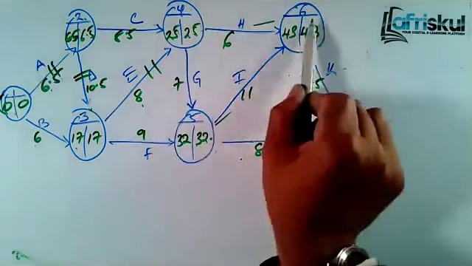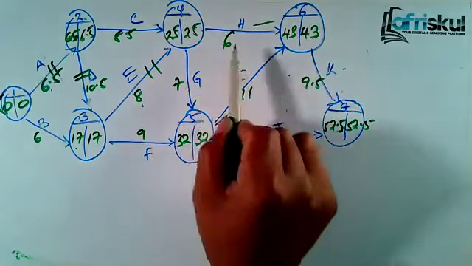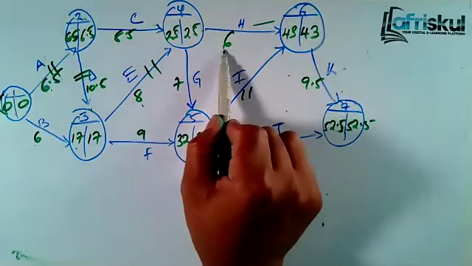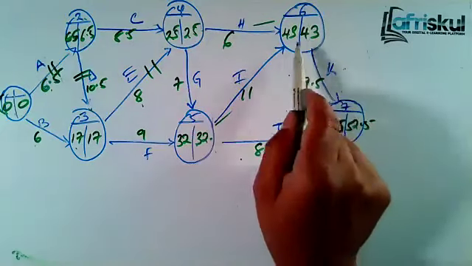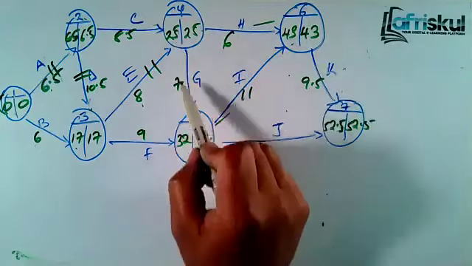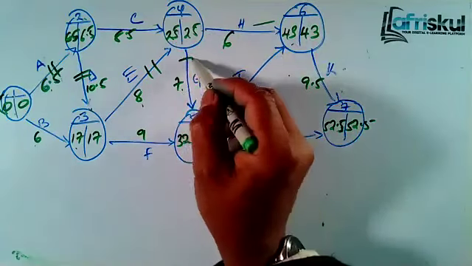Now, from 4, you can go to 6, you can go to 5. Now, let's test if you go to 6. So it is 25 plus 6, you get 31. This is not 31. 25 plus 7, you get 32. So this is the correct way.